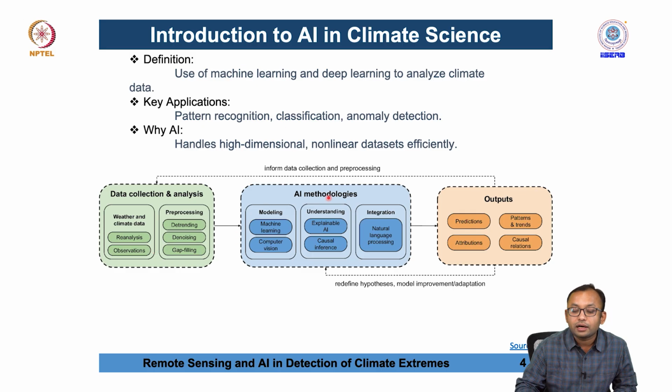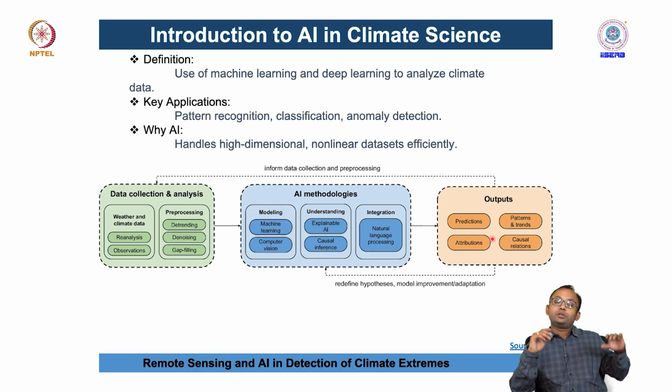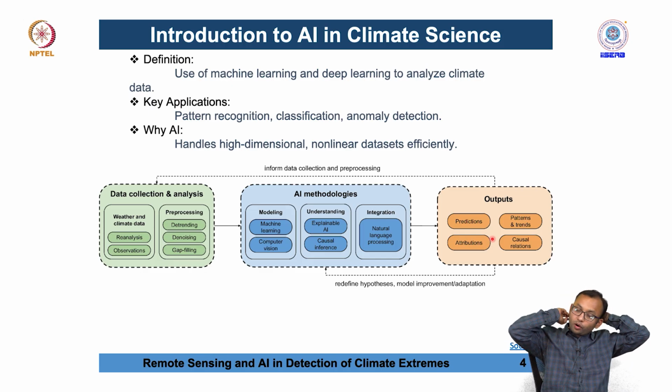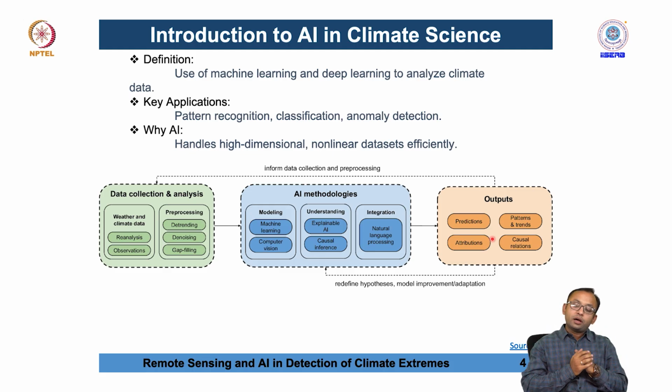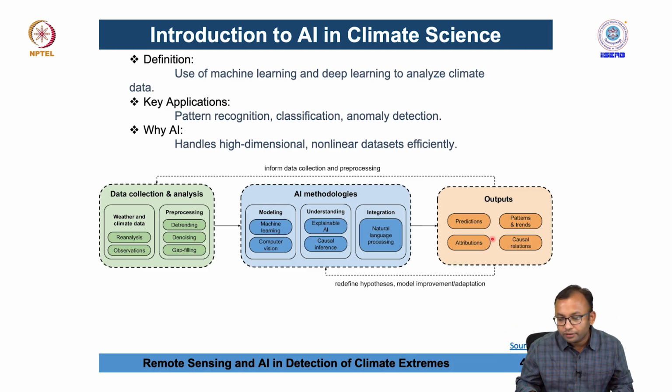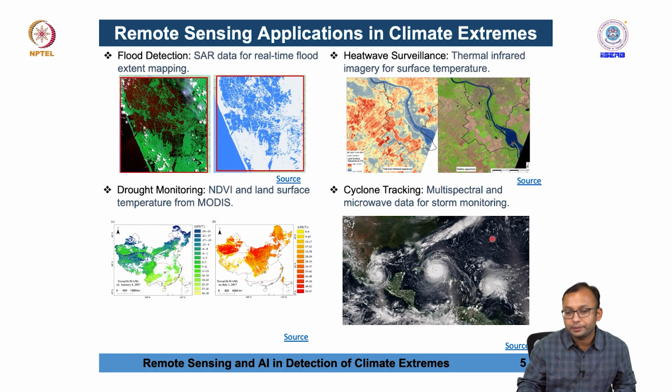Then you can start using that data in AI methodologies. It could be modeling, understanding, or integrations, and then you can start looking at predictions, for example attributions, or patterns and trends, or causal relationships. This kind of information can tell you lots more details about the overall patterns of the climatic extremes, how the different variables are influencing your climatic extremes, and how their relationship has evolved through time. So, this is the information we will be able to get.